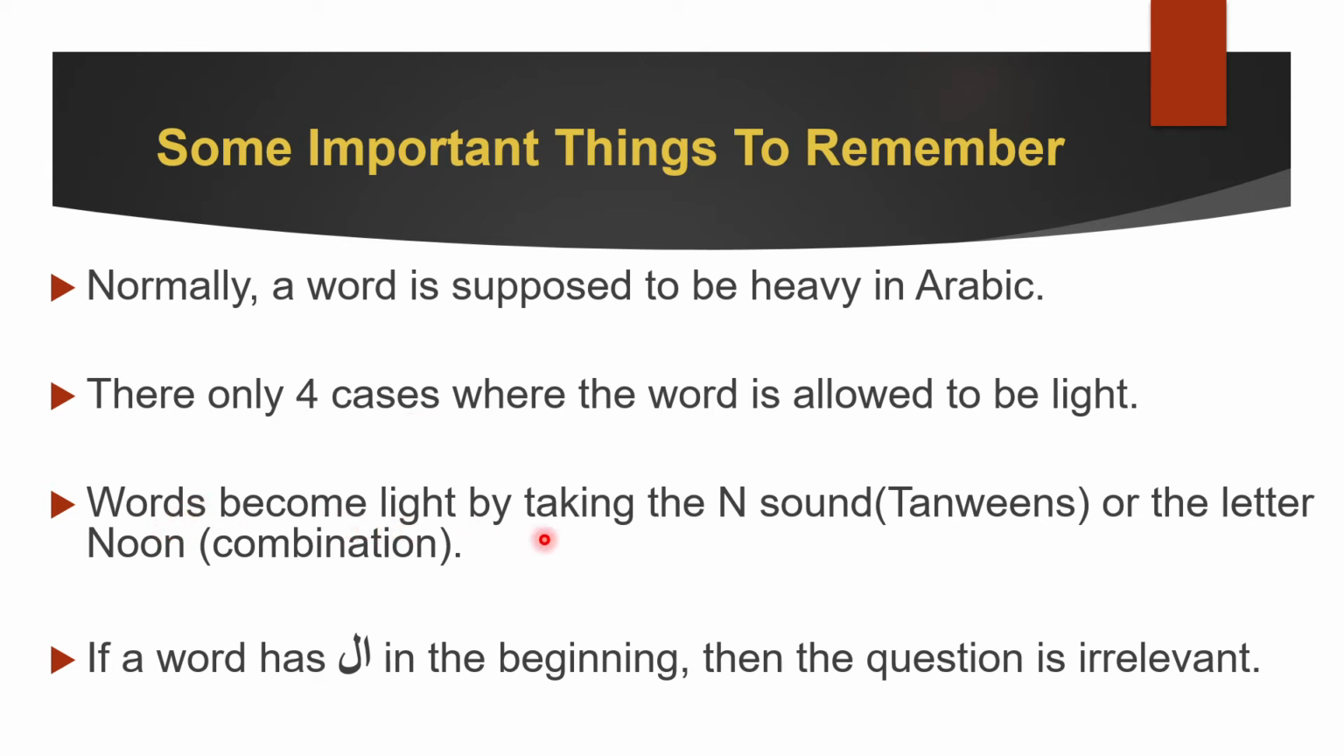Words become light by taking away the end sound in tanweens or the letter noon in the combinations. We already did this. End sound tanweens, letter noon combination. We just discussed this. So we saw how it happens. If a word has alif lam in the beginning, then the question is irrelevant. What question? The question is, is it light or heavy? If there is al in the beginning, then it doesn't matter whether the word is light or heavy. You can't ask that question. That question is not applicable.